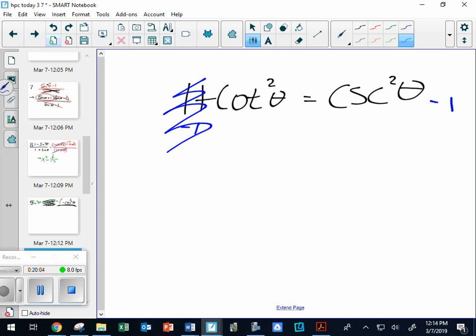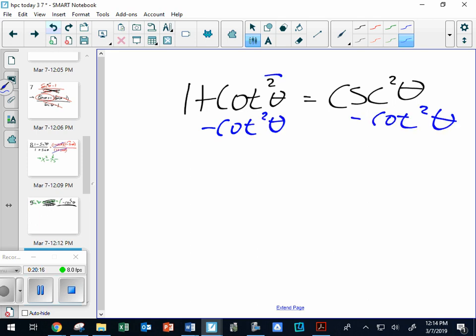All right, what else could I do? Instead of subtract 1, I could subtract cotangent. Why is that good? Well, 1 can be factored into 1 times 1, but this could be factored into cosecant plus cotangent and cosecant minus cotangent.